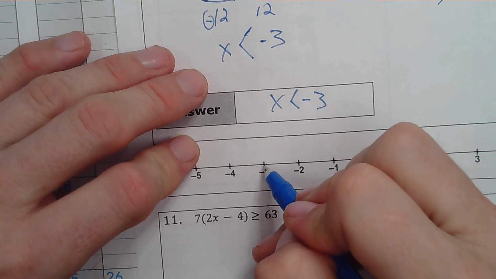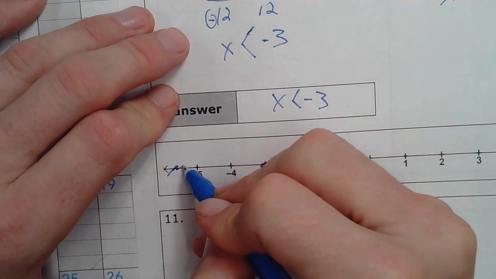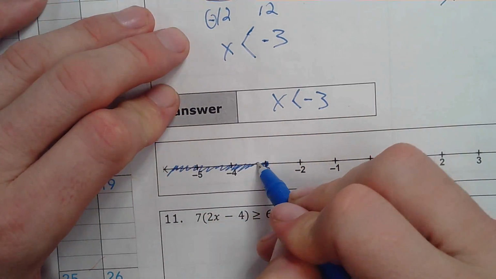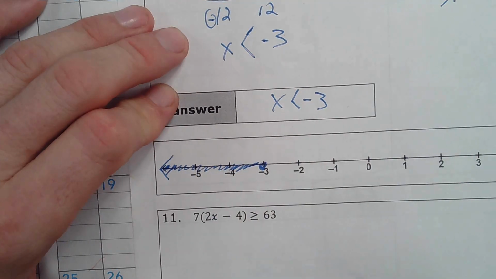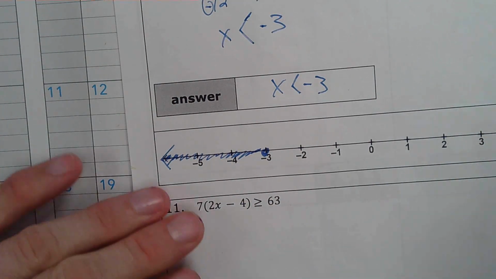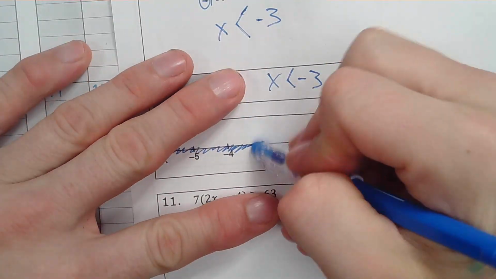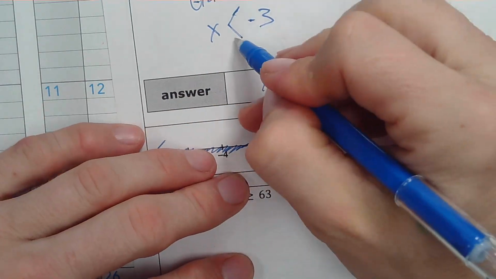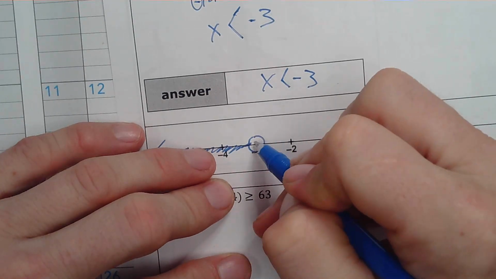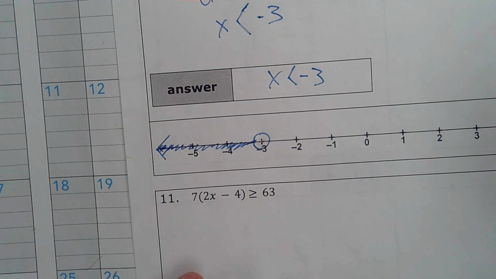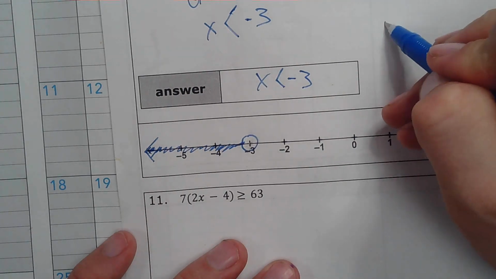Okay, so you have negative 3, and your x is over here somewhere. That's the answer for that one. Oh, sorry, the sign is wrong. It's not equal to, so it should be an open bubble. Okay? That's there then.